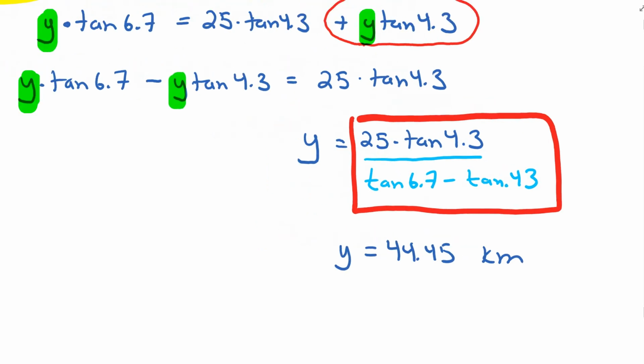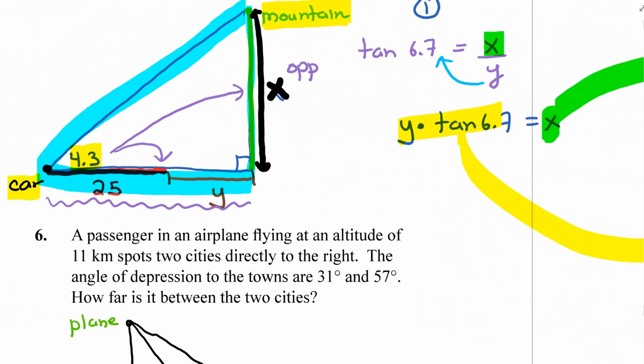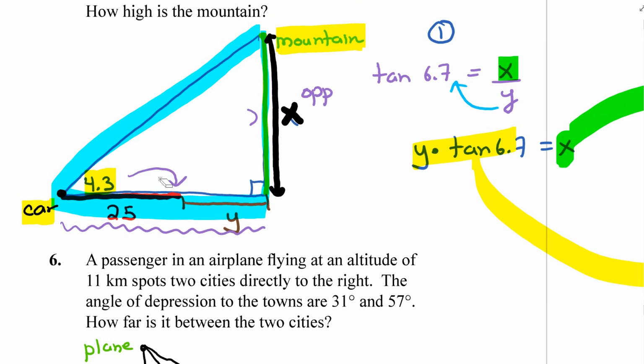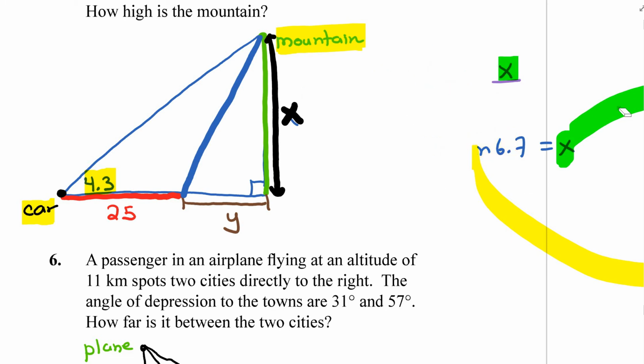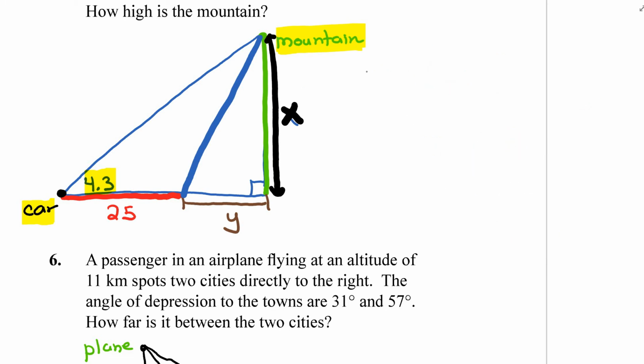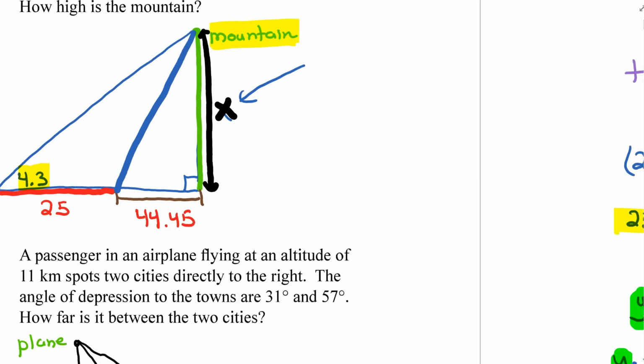So let's go back to our original diagram here. Let me just erase all this. Okay, let me put that back in here. Remember, the question was asking how high is the mountain, right? So I've got to find the value of x. We just found the value of y. The value of y is going to be 44.45 kilometers. And I believe this angle was 6.7 degrees.